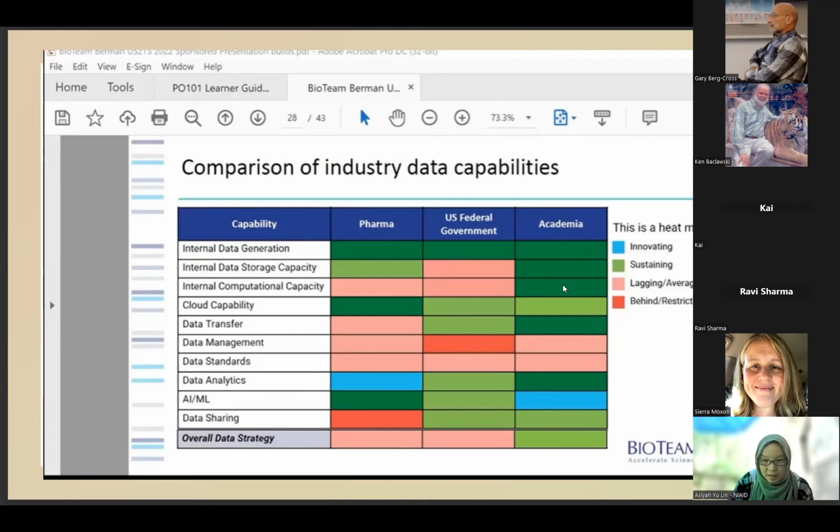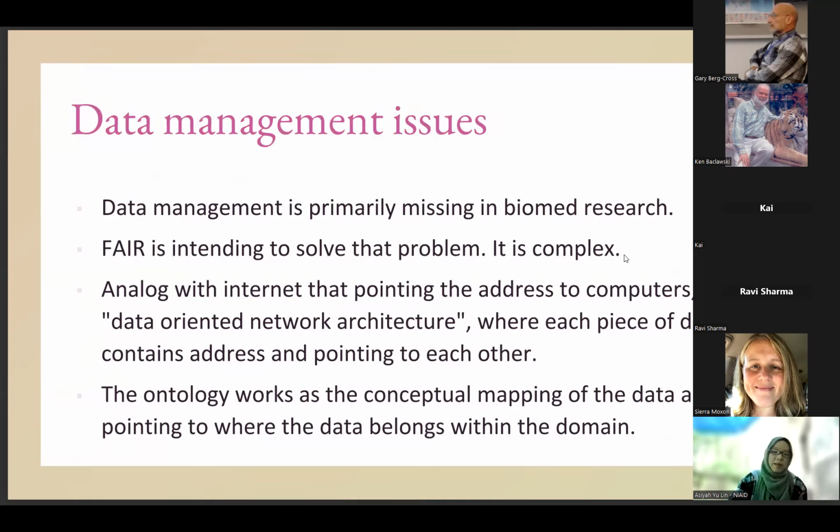proprietary. So that ends our discussion, and we then asked the audience to give some advice to NIH, because at that time NIH was planning to release the data management and sharing policy, which was already released in January this year. Now every researcher applying for funding has to provide a data management plan. So data management is primarily missing in biomedical research, and FAIR is supposed to solve that problem, but FAIR is quite complex.